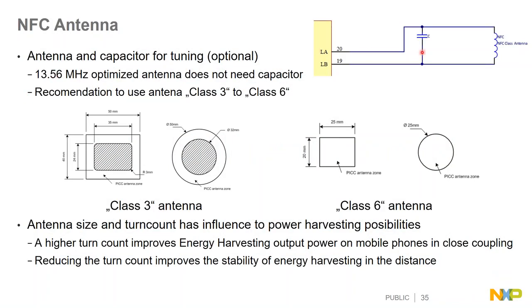So you are able to connect your antenna directly to our processor, but you have to calculate the dimensions of the antenna. There is a recommendation to use class 3 to class 6 antennas, which differ in dimensions, and there is also a possibility to connect a capacitor for tuning the antenna design. What is good to say is that antenna size and turn counts have an influence on power harvesting possibilities. Higher turn counts improve energy harvesting output from phones in close coupling, or generally the reader. And if you reduce the turn counts, it will improve the stability of energy harvesting over the distance between reader and tag.